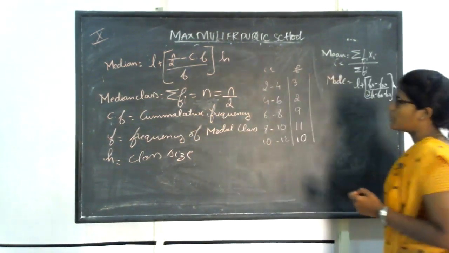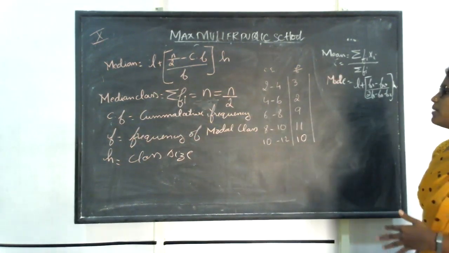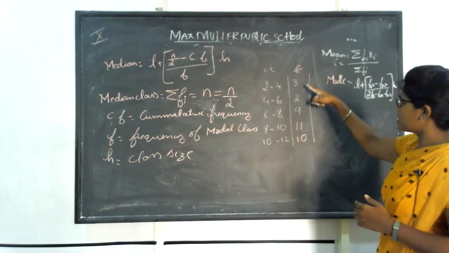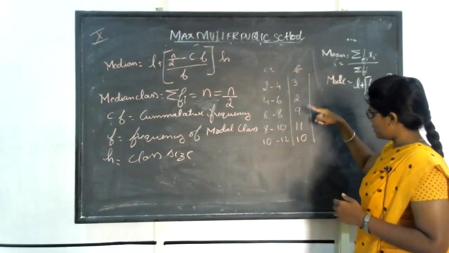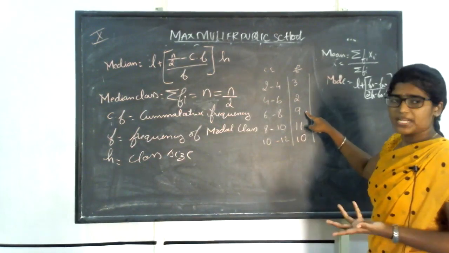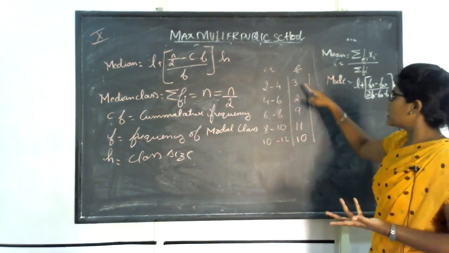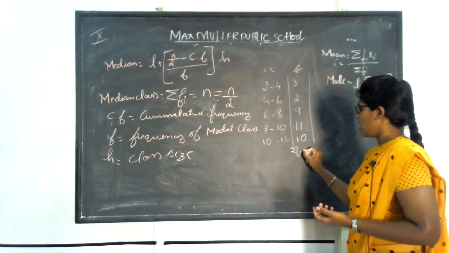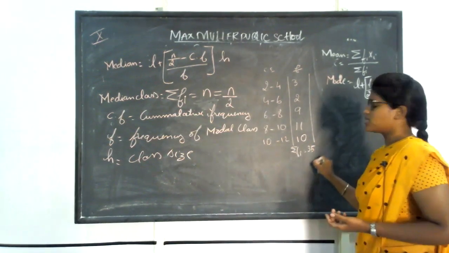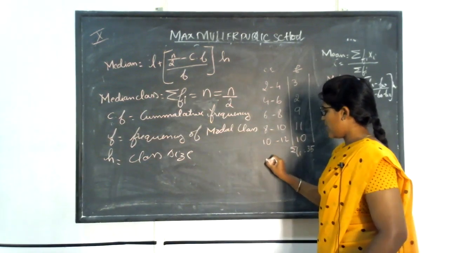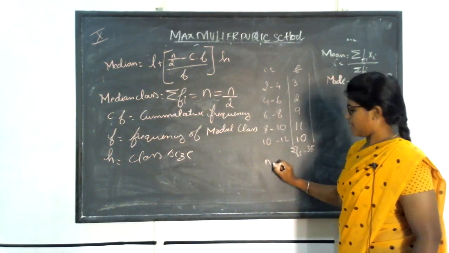Now, how are you finding the median class? You are going to add it up. How much is it? 3 plus 2, let me do it with this one. 11 plus 9 will be 20. 20 plus 10 will be 30. 30 plus 5 will be 35. So sigma Fi is 35. You're going to take this 35 as n. N is equal to 35.